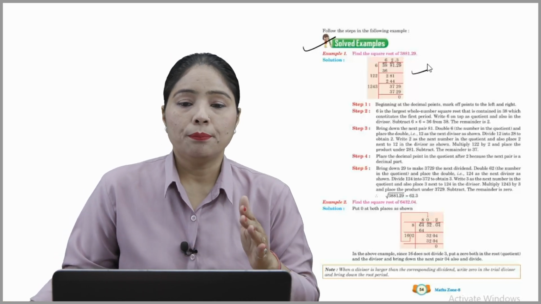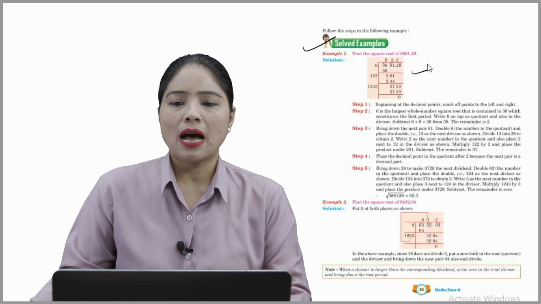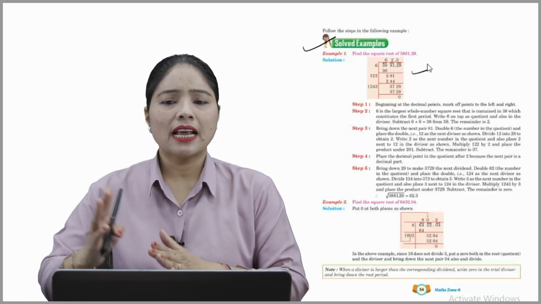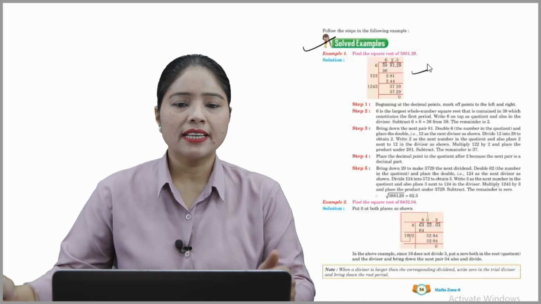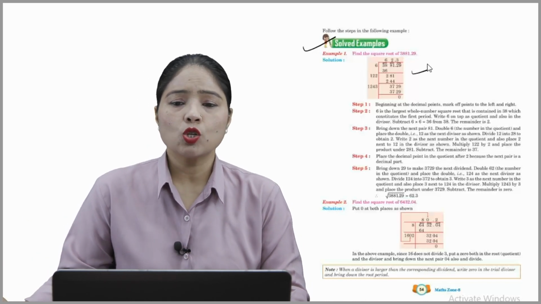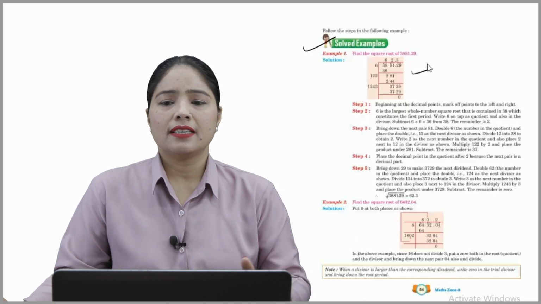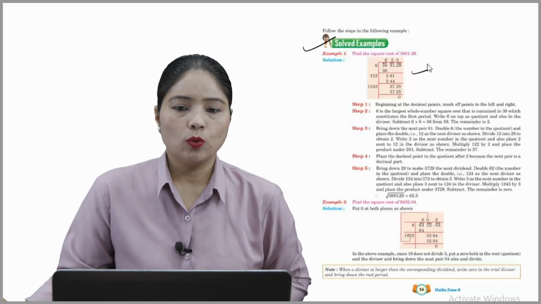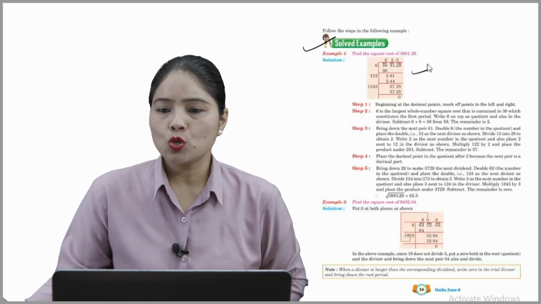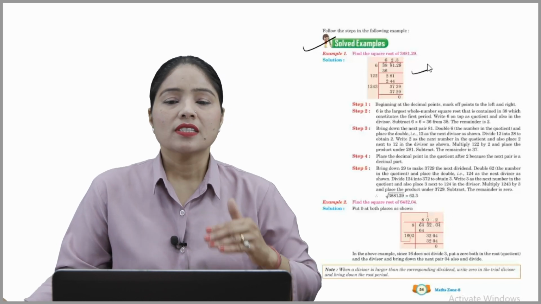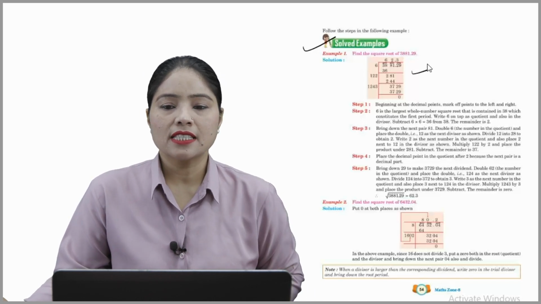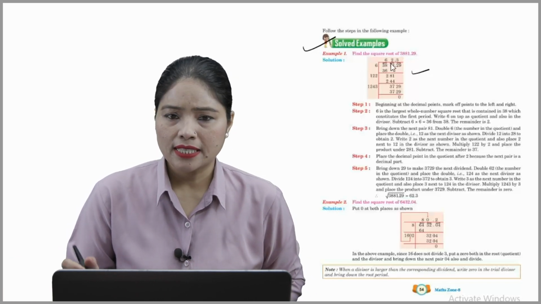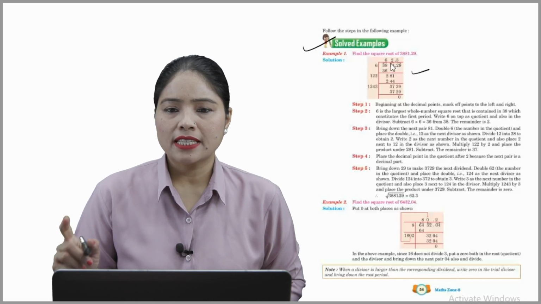Number 1. Beginning at the decimal points, mark off points to the left and right. Okay, हमने क्या करा, मार्क करा है पॉइंट्स को लेफ्ट एंड राइट्स को। आफ्टर दैट 6 इज द लार्जेस्ट होल नंबर स्क्वायर रूट दैट इज कंटेन इन 38 विच constitutes the first period. Write 6 on the top as quotient and also in the divisor, subtract 6 into 6, 36, from 38. The remainder is 2, like that way. 6 6 are 36 और 38 में से 36 minus हो गए 2.